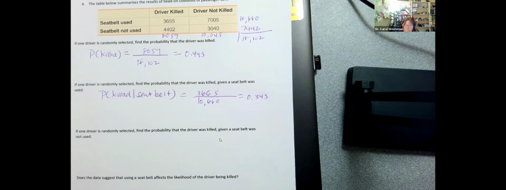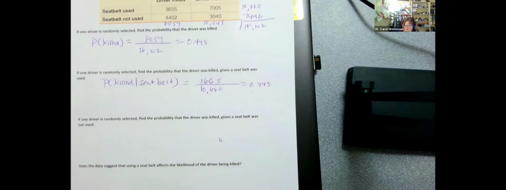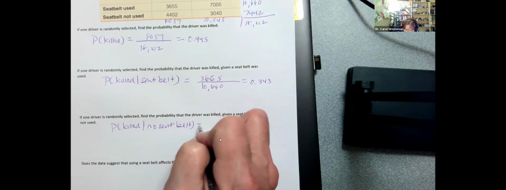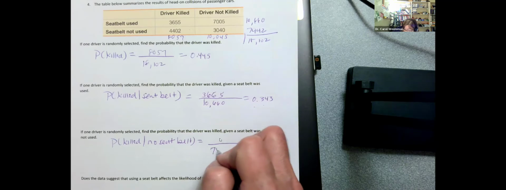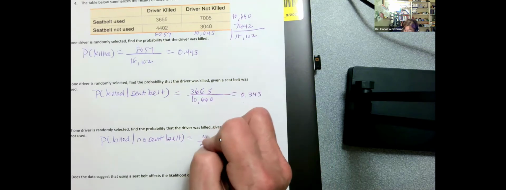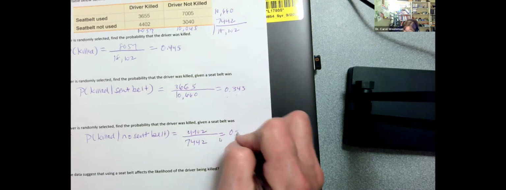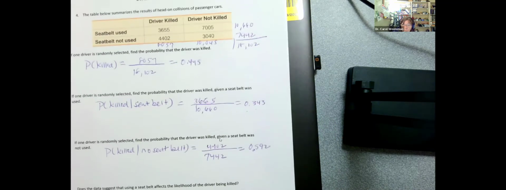So what do I notice now? So the overall probability of being killed was about 45% from this data. If the person was wearing a seatbelt, the probability of being killed has dropped down to 34%. Now let's do the other one. Let's do the probability of being killed given no seatbelt. Okay, so now we're talking about the no seatbelt people, and there were 7,442 of them. And how many of them were killed? 4,402. And if you get the decimal on that one, you get 0.592.